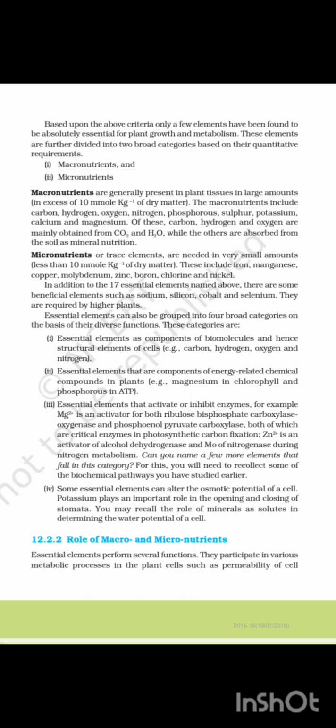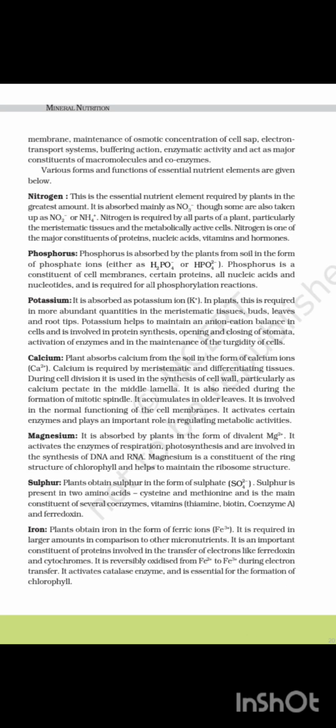Essential elements perform several functions. They participate in various metabolic processes in the plant cells such as permeability of cell membrane, maintenance of osmotic concentration of cell sap, electron transport system, buffering action, enzymatic activity, and act as major constituents of macromolecules and coenzymes. Various forms and functions of essential nutrients and elements are given below.